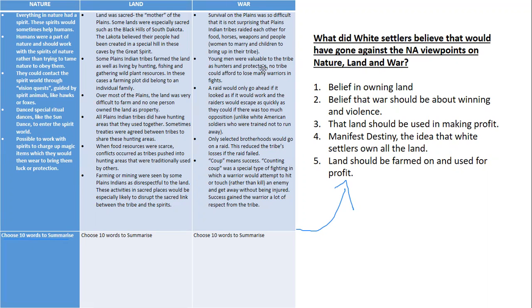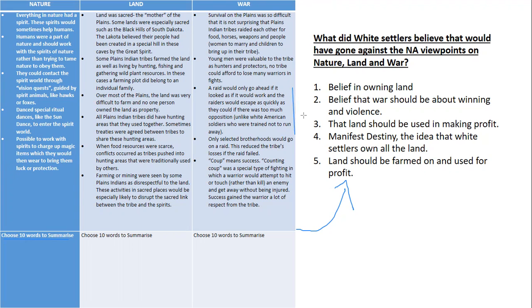Now, war for Native Americans was very different to what we see as war today. Survival on the plains was very difficult, and some Native American tribes would raid each other for food, horses, and weapons, and sometimes even people. Women would be married off, and children would be used to bring up the tribe for the future. Young men in particular were valuable to the tribe as hunters and protectors. No tribe could afford to lose many warriors in fights.